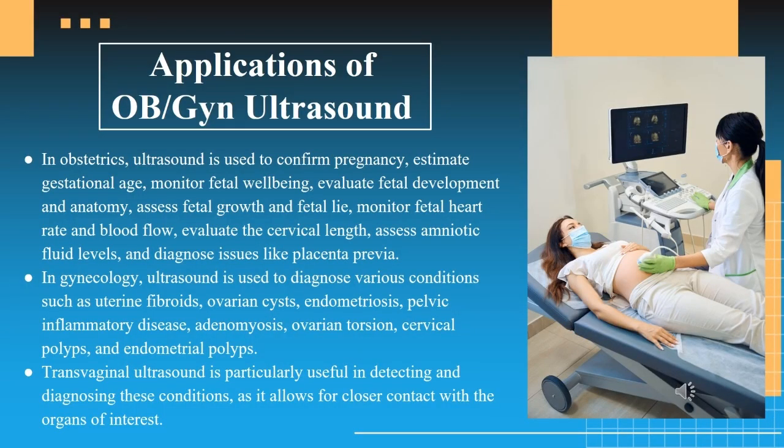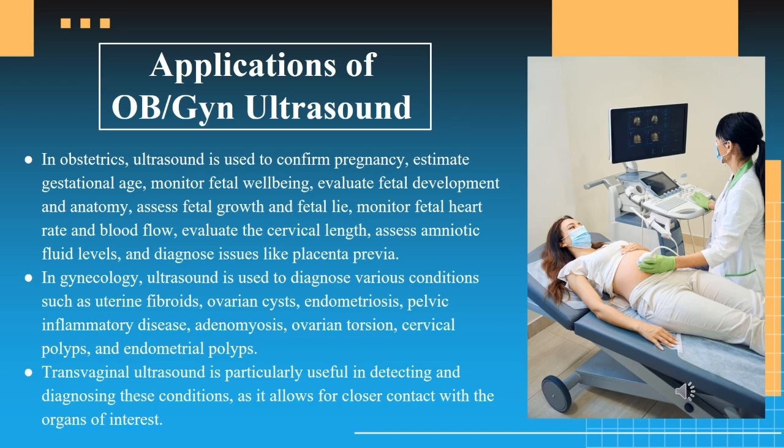Applications of OBGYN ultrasound. In obstetrics, ultrasound is used to confirm pregnancy, estimate the gestational age, monitor the fetal well-being, evaluate fetal development and anatomy, and assess the fetal growth and the fetal lie, if the fetus is lying breech or transverse, or if they're in a head down position, cephalic. It helps monitor the fetal heart rate and blood flow, looking at the umbilical cord blood flow, checking if it's a patent umbilical cord. It evaluates the cervical length, assesses the amniotic fluid levels, and diagnoses issues like placenta previa.